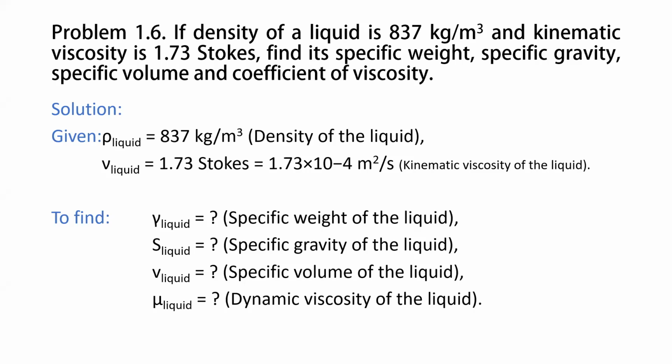If density of the liquid is 837 kg per meter cube and kinematic viscosity is 1.73 Stokes, find the specific weight, specific gravity, and specific volume and coefficient of viscosity. This is what they have given in the problem. Density of the liquid is 837 kg per meter cube. They have given.